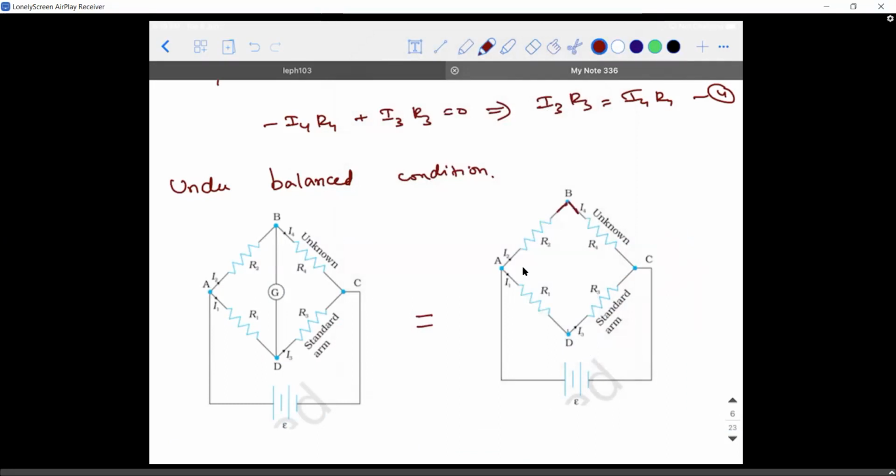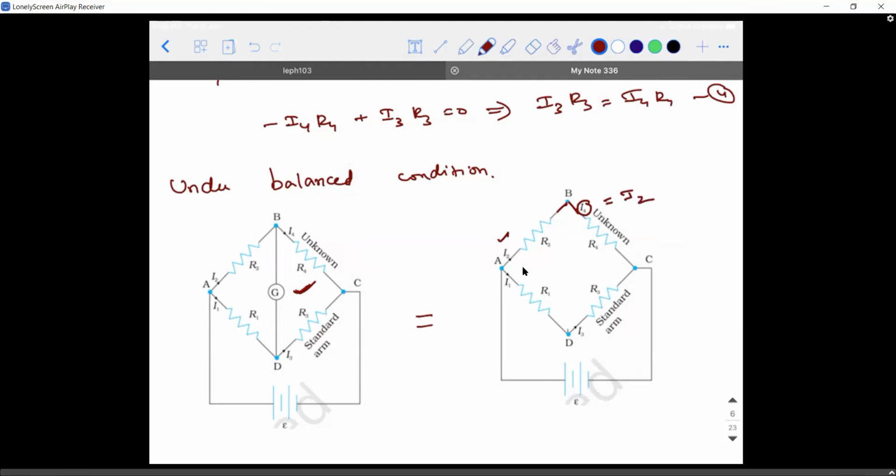Did you understand what I did? Under balance condition, whether you have a galvanometer or not, it doesn't make any difference because there is no current flowing through the galvanometer. Then if it is I2 here, what will be the value of this I4? Is this I4 also not equal to I2, guys?